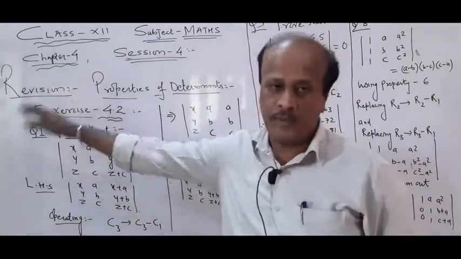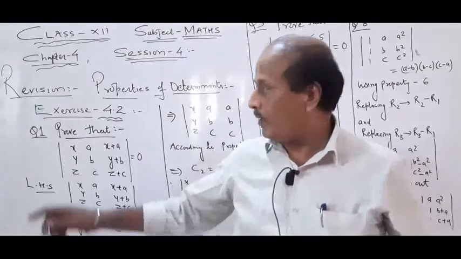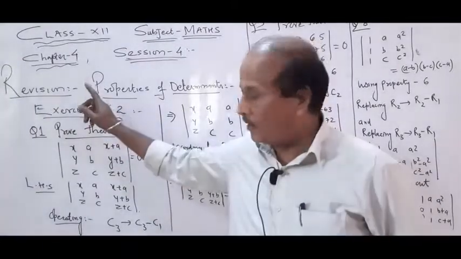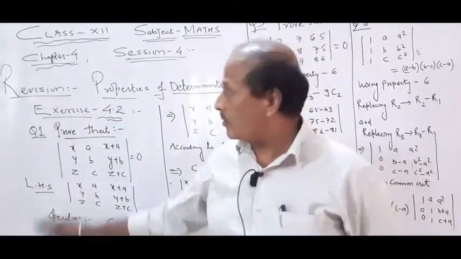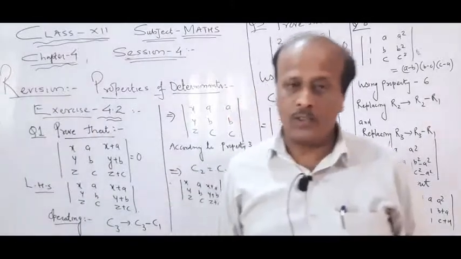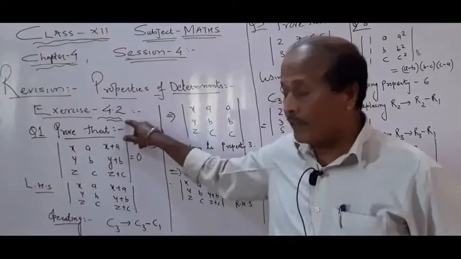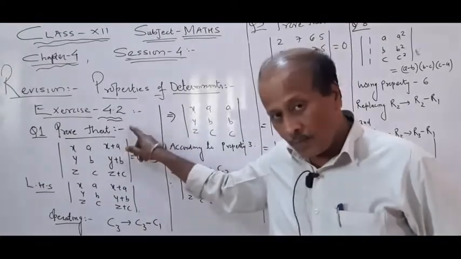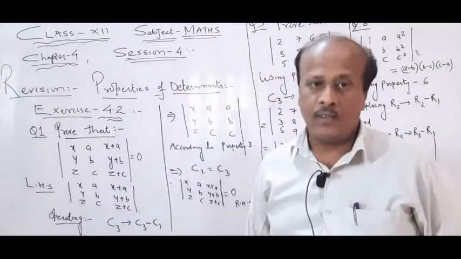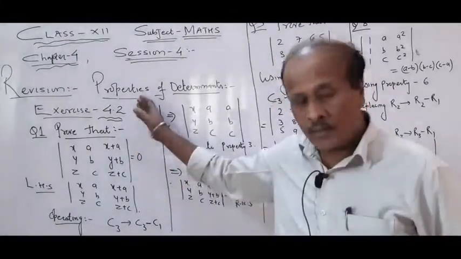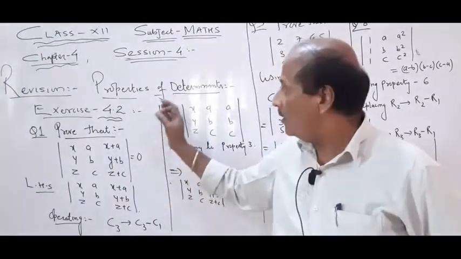We always revise the previous topic, and since the previous topic is very important, first of all we'll see that revision part, that is, properties of determinants. Because today we are going to solve many questions of exercise 4.2, and as I told you last time, exercise 4.2 depends upon properties of determinants. So today, first of all, recall our memories. Let us see the 6 properties of a determinant.